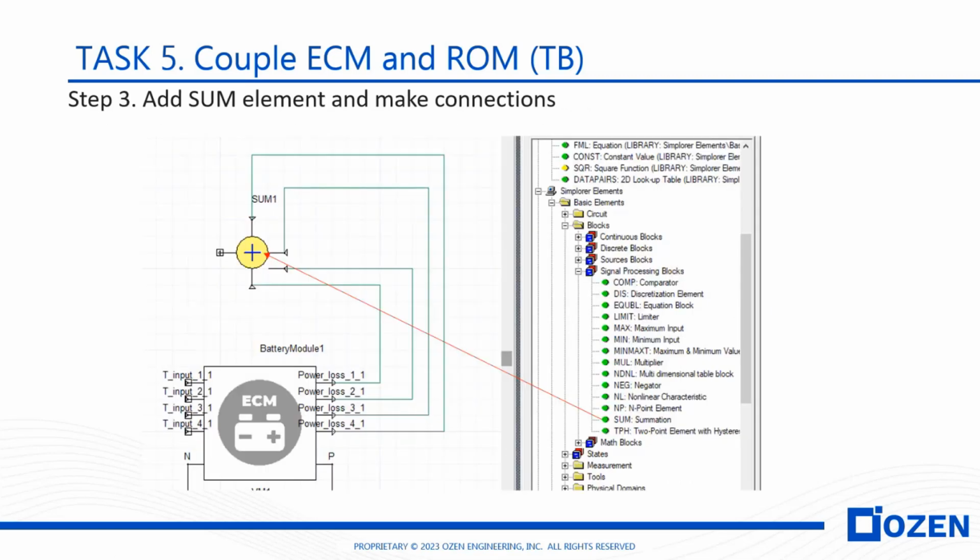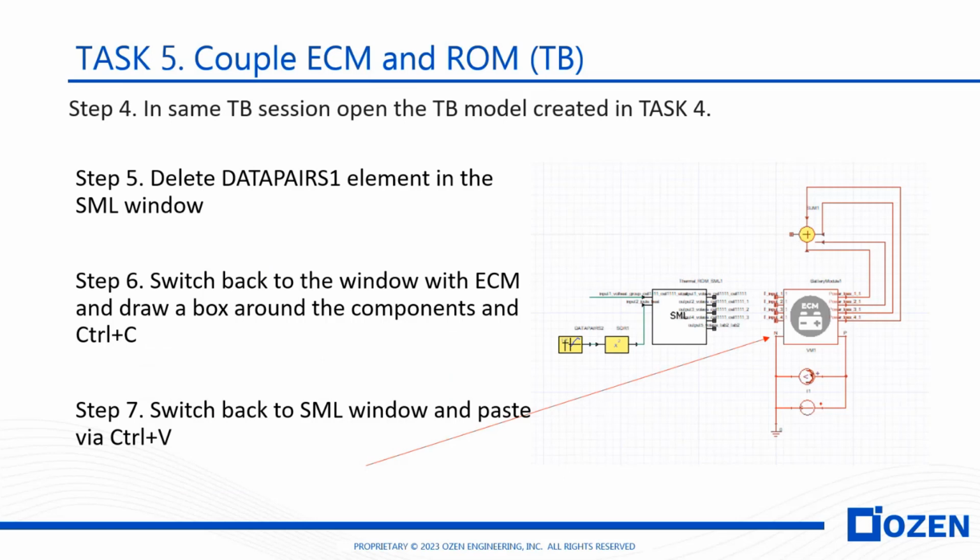We do these steps, and now what we do is we also take these power loss from ECM, and then we want to sum them up. So all this, big green area, that's all it's doing is adding up the power loss to a single value. So we make these connections in the canvas. And now what we do want to do is open in the same TwinBuilder session, open the TwinBuilder model created in task 4. And that's our LTI ROM model.